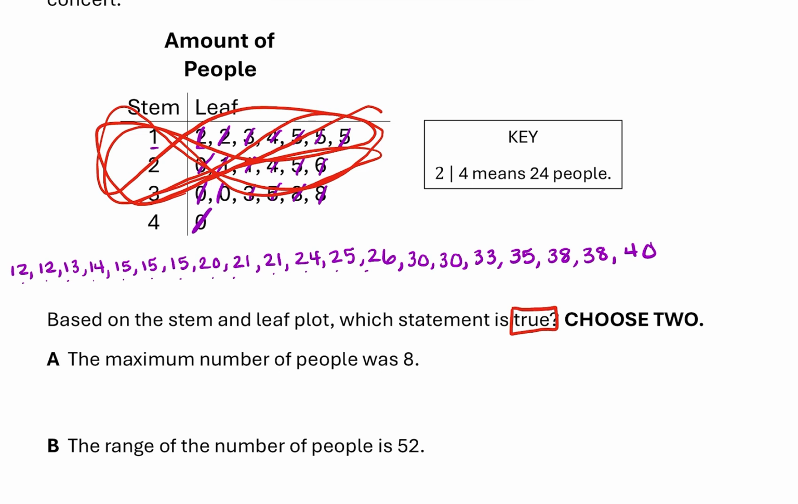So A, the maximum number of people was 8. So it wants to say the maximum. Maximum is the biggest. So is our biggest number 8? What's our biggest number? It's 100% 40. So that's definitely not 8. It should say 40. So A is not true.